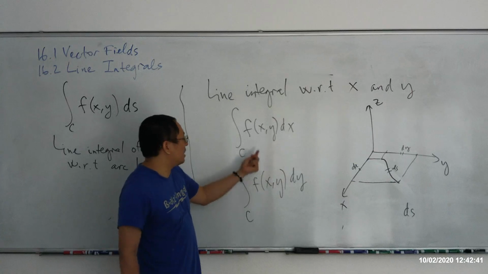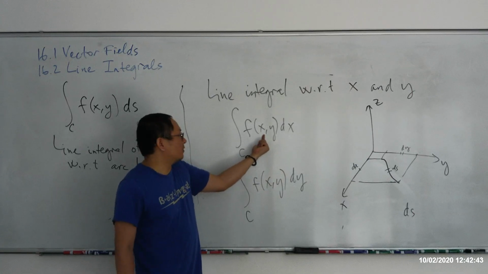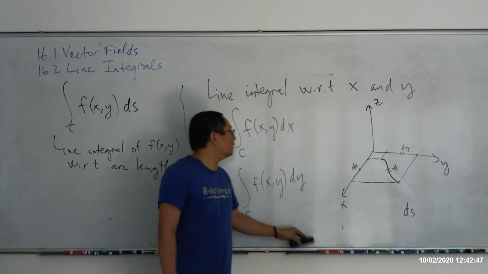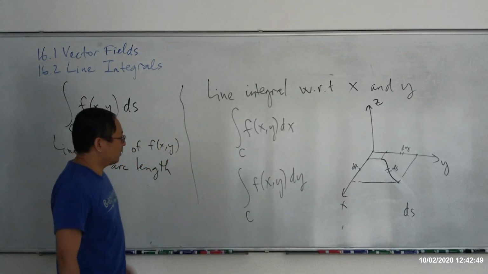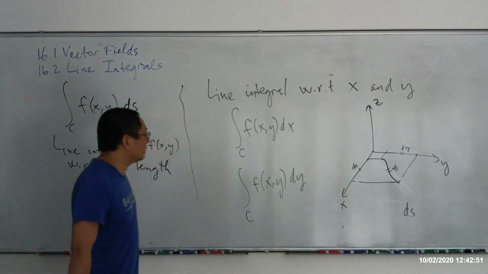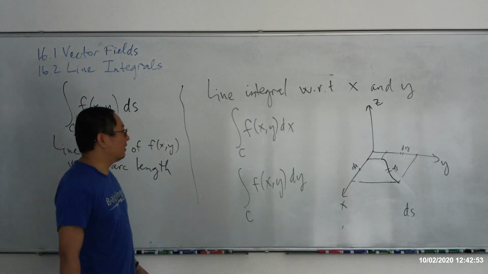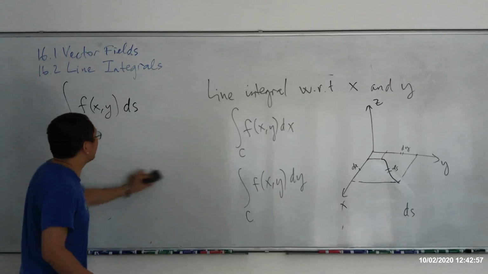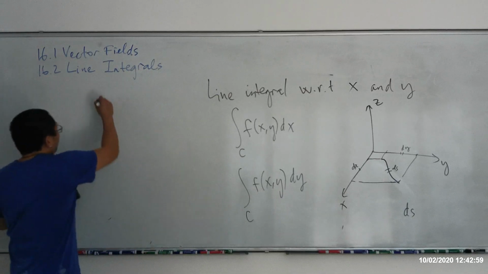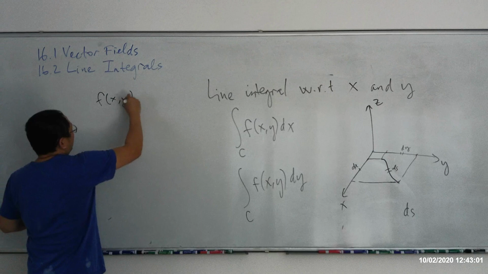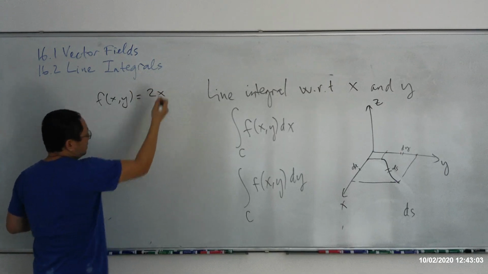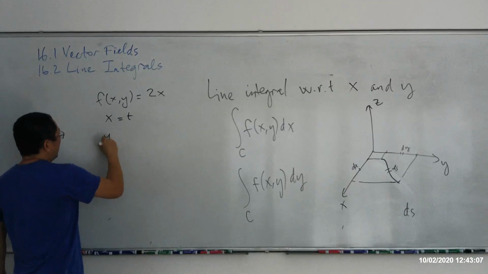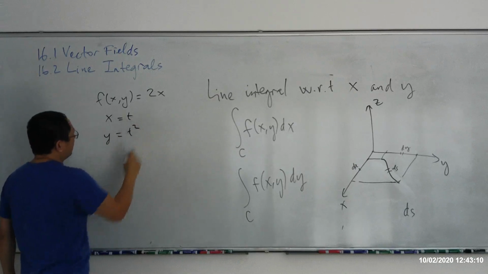You still parameterize it. Write x as a function of t, y as a function of t, and then x is differentiable as a function of t, right? Again, take the derivative of x in terms of t, and you have it. Make sure that you guys get it. I'll come back to the example that we had before. We got f of x y equal to 2x, the same example as before. And I remember that x is t, y is t squared, right?